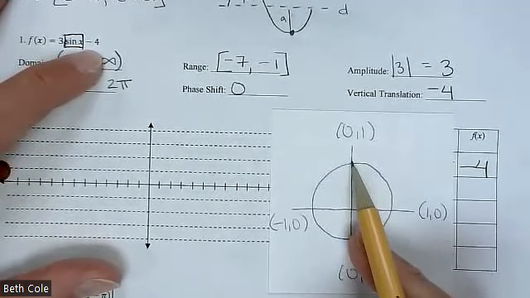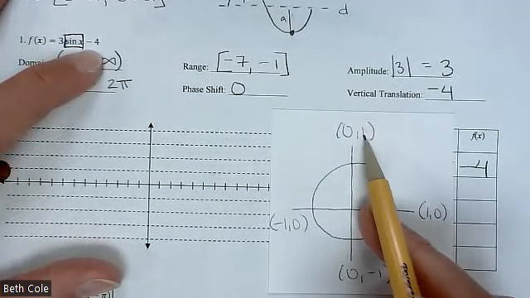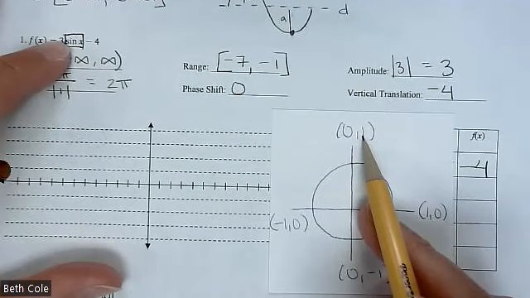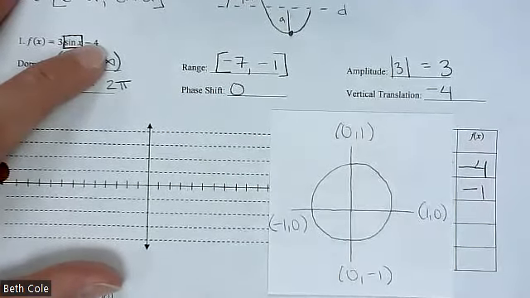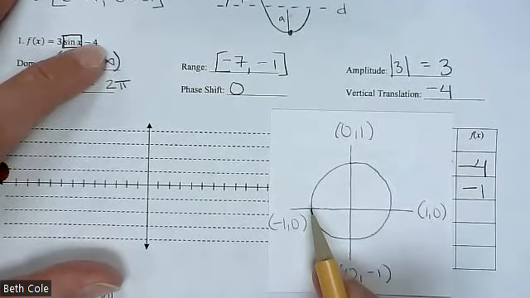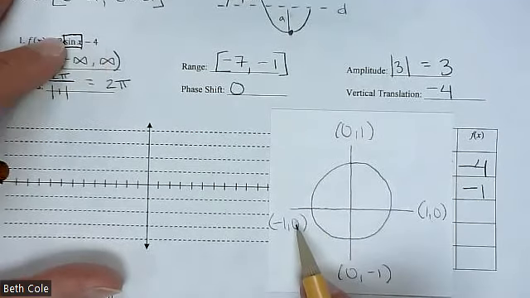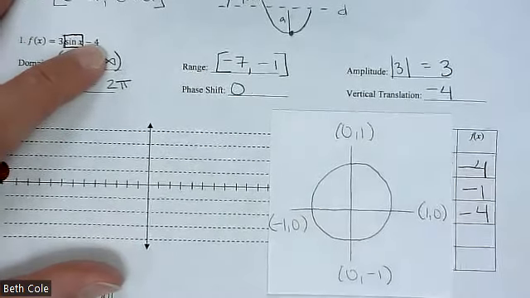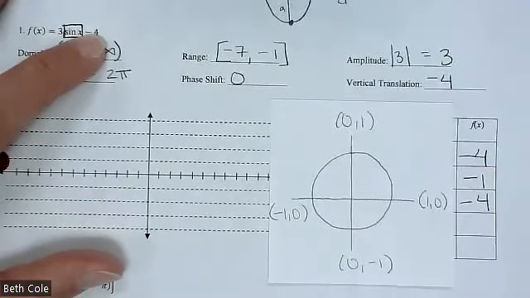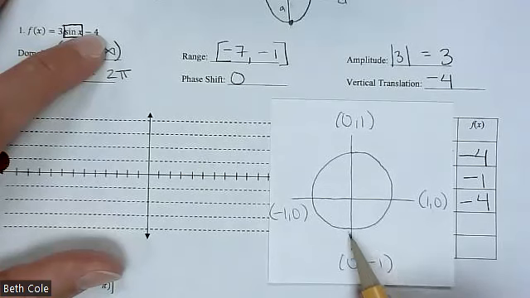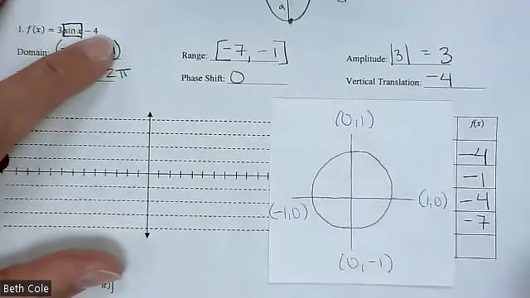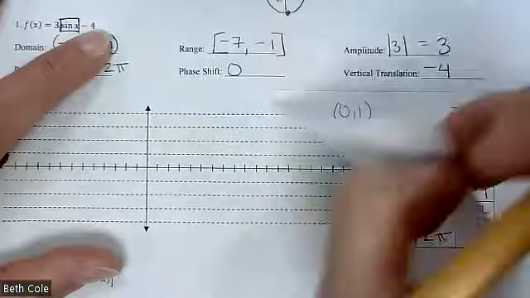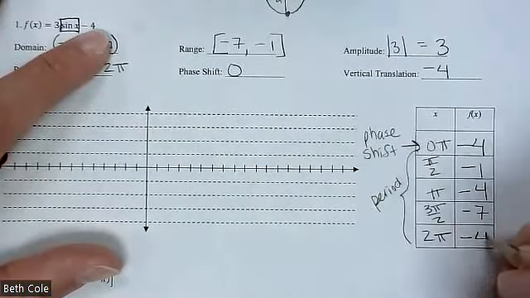Now we're up at the top. What's your Y value? 1 times 3, 3 minus 4, negative 1. Now we're over here. Your Y value is 0 times 3 is 0, minus 4, negative 4. Now we're down here. What's your Y value? Negative 1 times 3 is negative 3, minus 4 is negative 7. And then what's the last one going to be? Yeah, back where you started, so negative 4.